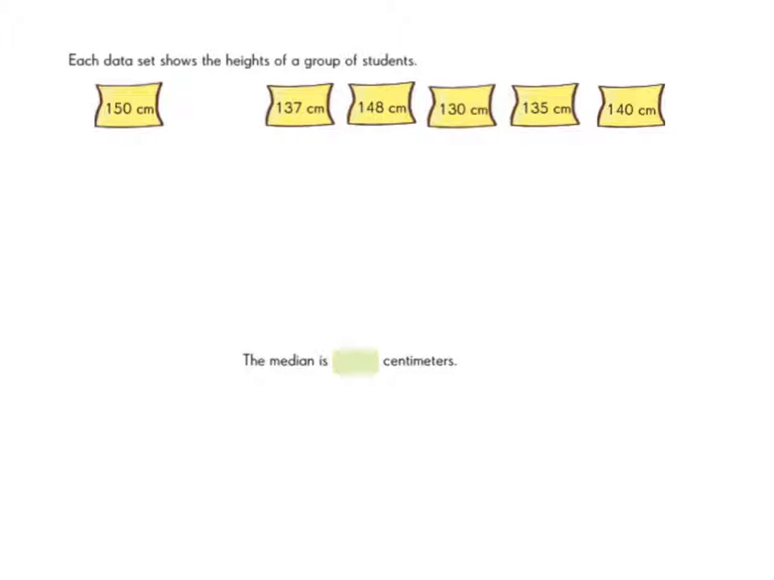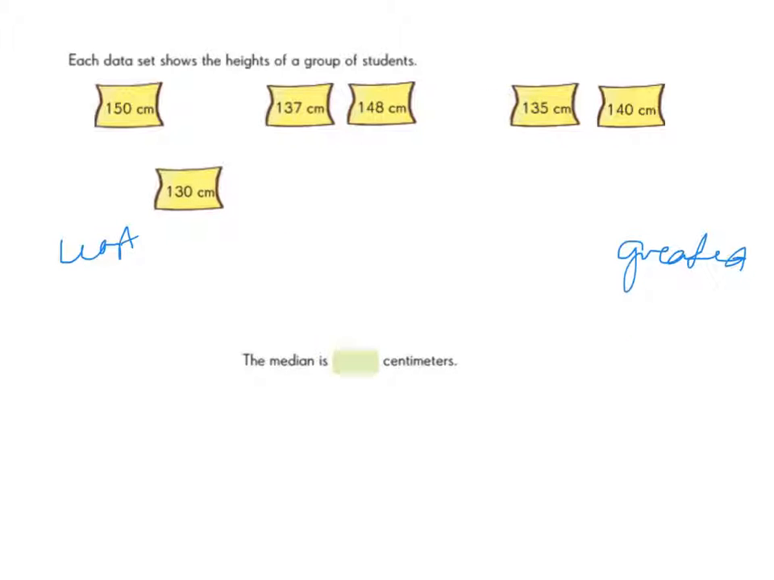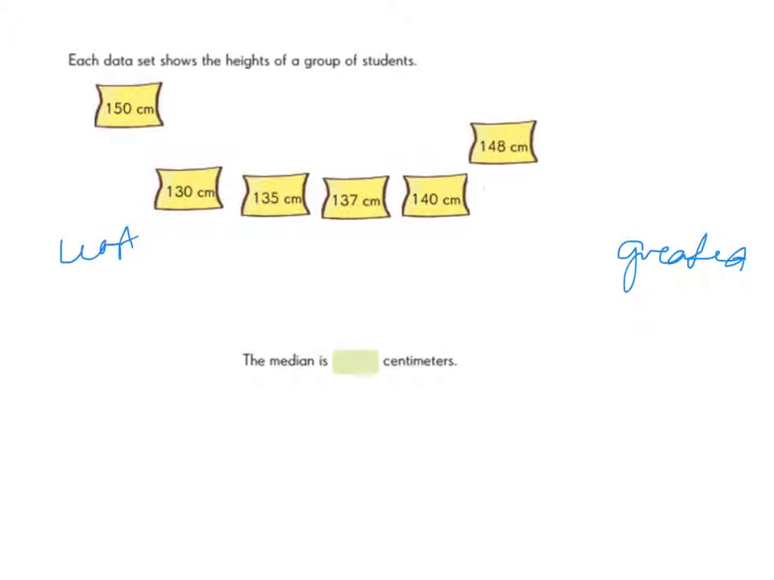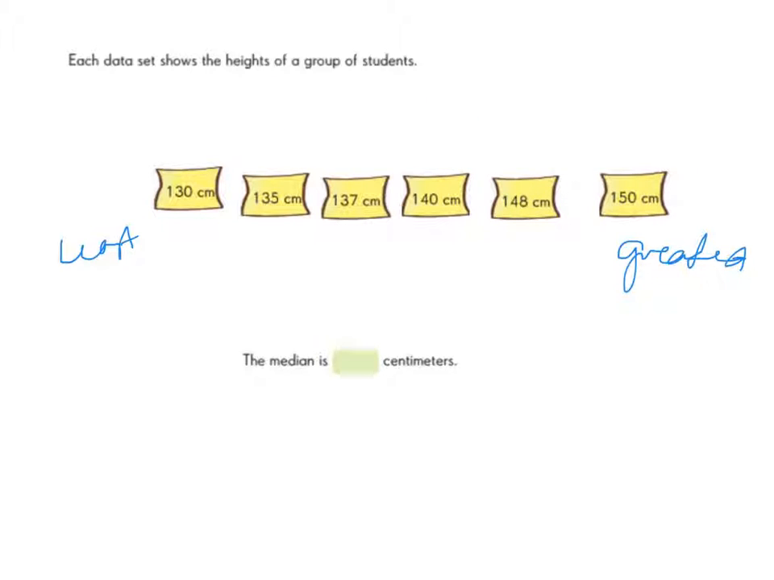To find the median, the first thing we have to do is put them in order from least to greatest, right? So let's do that. What is the smallest number? The smallest number is 127. The next smallest number is 130. After 130 comes 135. After 135 comes 140. Oh no, I made a mistake. After 135 comes 137, and then 140, and then 148, and then 150. So now I have them in order from least to greatest.